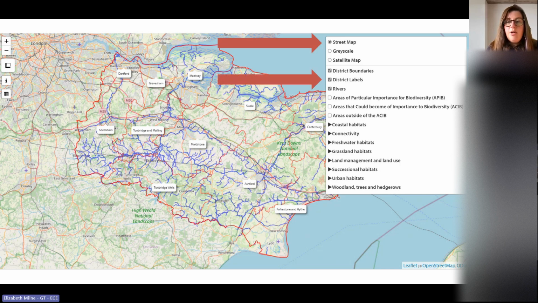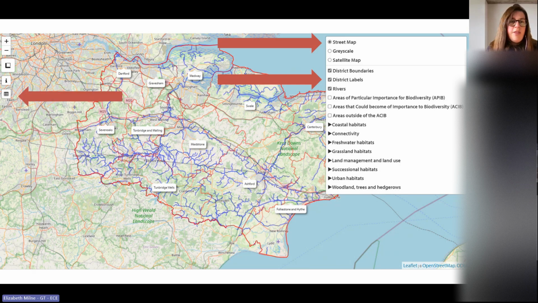Then you can also pull up the district boundaries. You can have the district labels on there, and you can also view the rivers network. Again, all of those are turned on as a default. If you want them on or off, you just click or tick, so you can switch them on and off as you want, including while you're looking at the map.